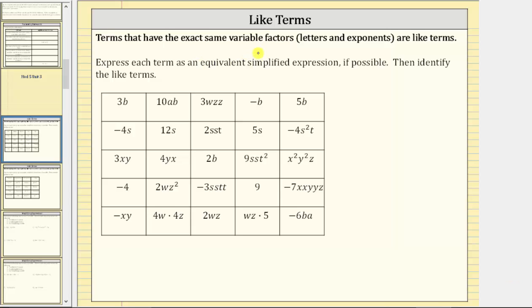Terms that have the exact same variable factors, meaning exact same letters and exponents, are like terms. In this activity, we're asked to express each term as an equivalent simplified expression if possible, then identify the like terms.